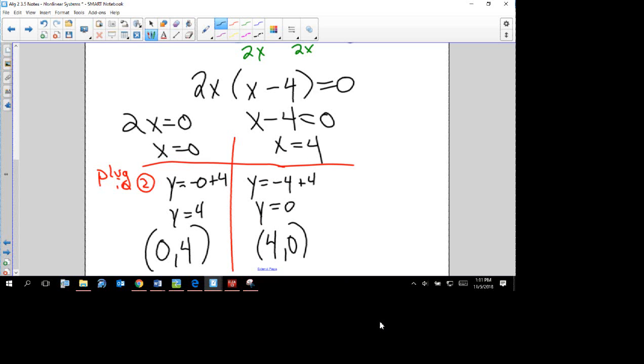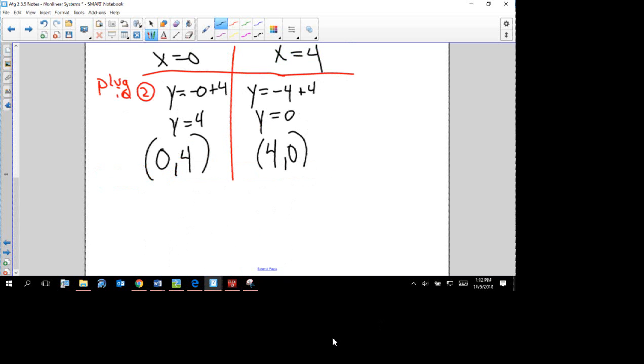But I need to check my answers. Are you writing this down with me? If you got this far, great. If you didn't get this far, make sure you're writing it down too. So now I'm going to check. In which equation do I have to check? 1, because I already used 2. You could use 1 first and then do 2. It's up to you. But I have to check both of them.